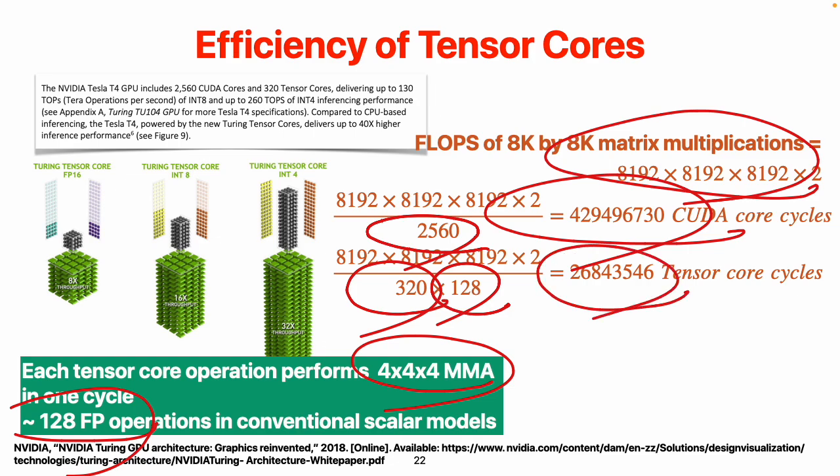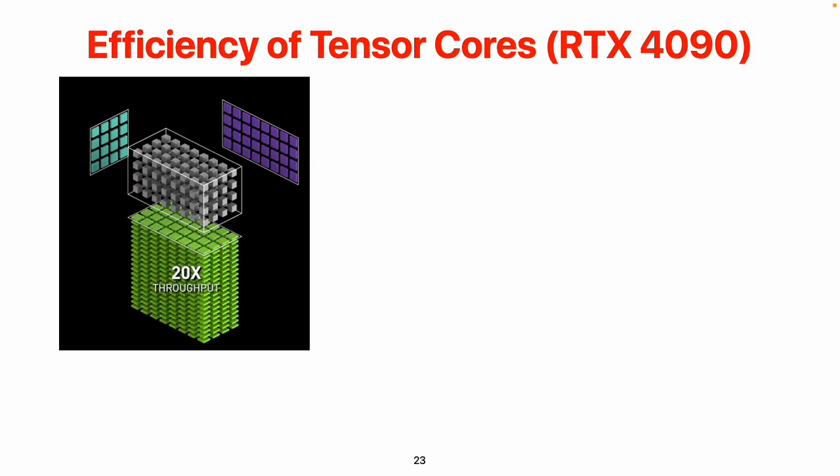Then it only requires this amount of tensor core cycles, which means it has 16 times faster performance compared against the conventional CUDA core performance, right? So that's why matrix multiplication is 10 times faster than in the past, a significant improvement over the conventional architecture.